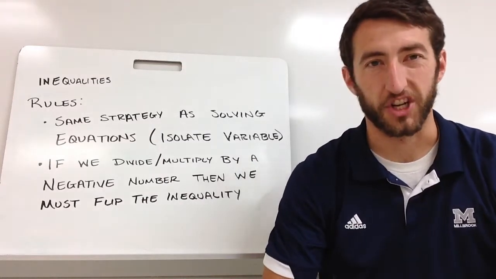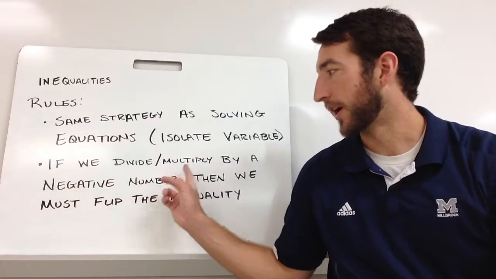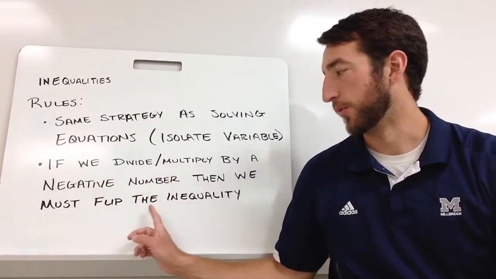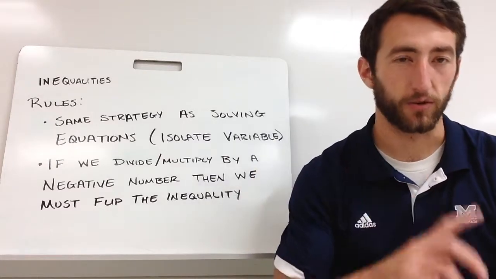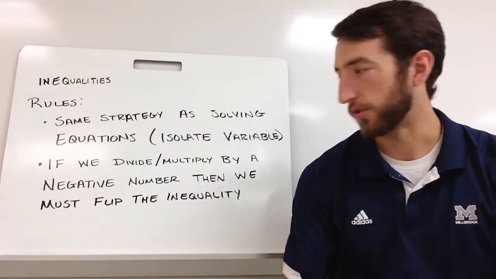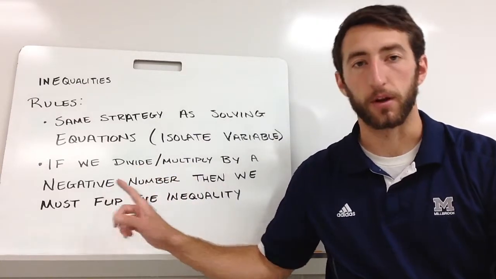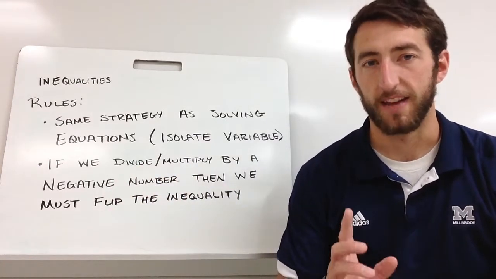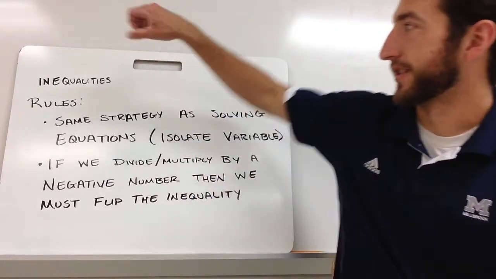And the only thing that's going to change is if we divide or multiply by a negative number, then we're going to flip the inequality. So if it was less than, it becomes greater than. If it was greater than, we flip it to less than, and so on. So anytime you divide or multiply by a negative number, that's when we're going to do it. If it's positive, we will not flip the inequality. So let's do a few examples.